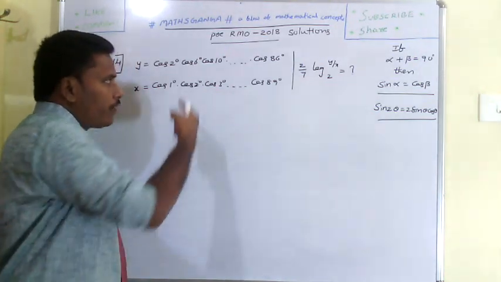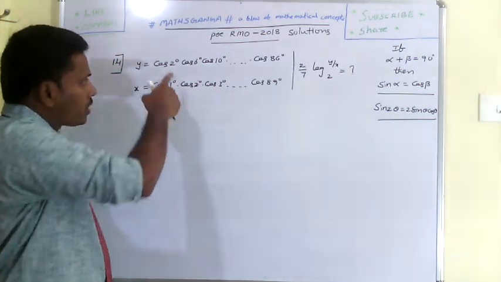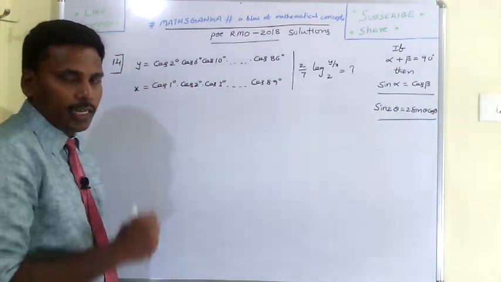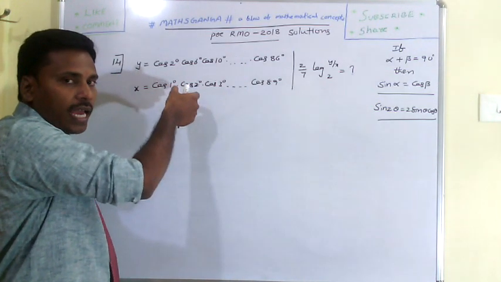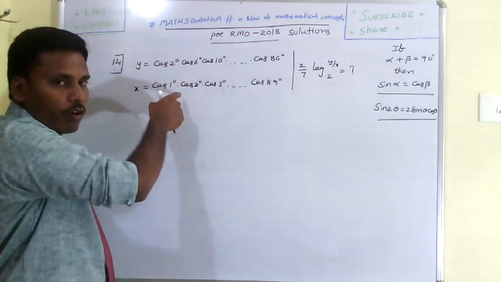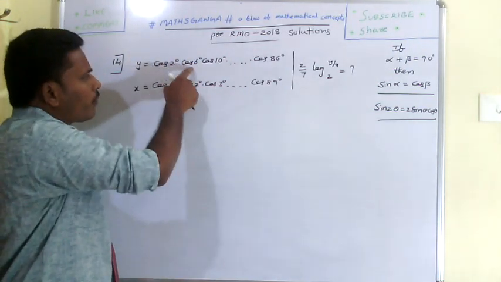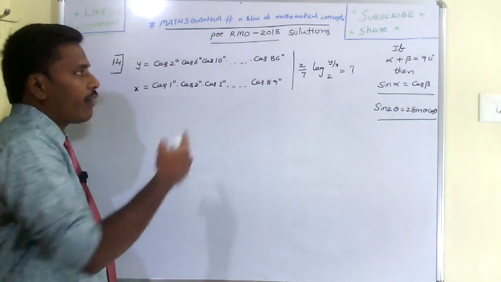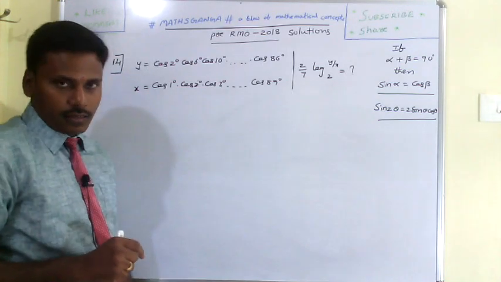So initially you need to calculate y by x. For this type of problem, if you observe, here the difference between the angles is 4 and here the difference between the angles is 1 degree. So either we may raise the difference between the angles of x to 4 degrees, or we may reduce the difference between the angles of y to 1. So we can have two choices. Now I am going to raise the difference between the angles.